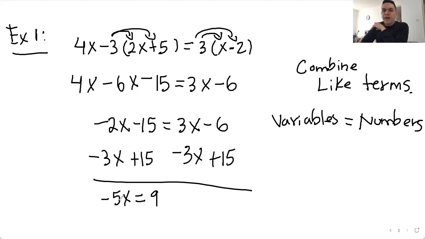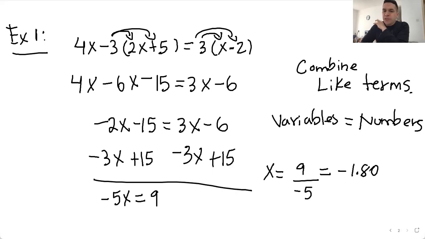And now this negative 5 is multiplying the x, so we divide by negative 5. So this becomes x equals 9 over negative 5. And that's it, that would be the answer. Well, you can go ahead and simplify this because this is an improper fraction. 9 divided by negative 5 equals negative 1.8. And that's the final answer.